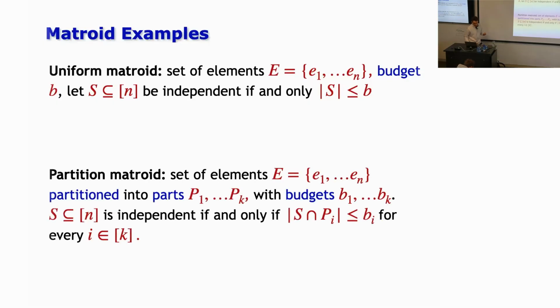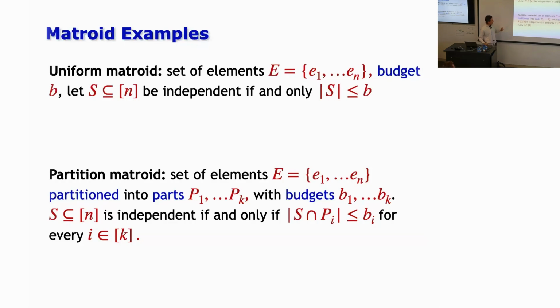And there's even one further generalization of this to something called a partition matroid. And this will feature prominently in the second half of the talk. So here you're given a set of elements E, again those n arbitrary elements. And now what we do is we break up this set of elements E into a bunch of different pieces, P1, P2, all the way up to Pk. And for each one of these pieces, we assign a budget parameter Bi.